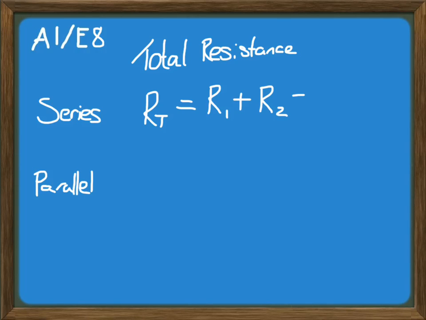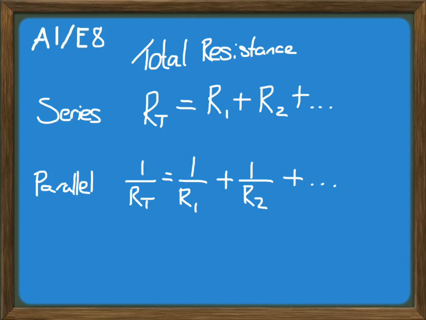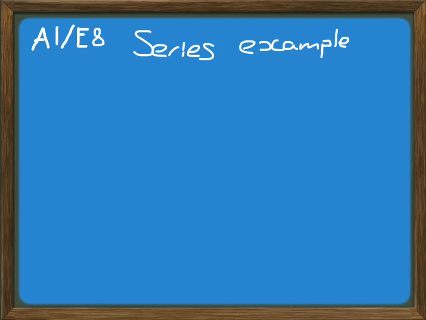If we have resistors in series, we just add them together to get the total resistance. Whereas if they're in parallel, we must use the equation 1 over RT, which is the total resistance, is equal to 1 over R1 plus 1 over R2, and so on. Let's start with a series example.